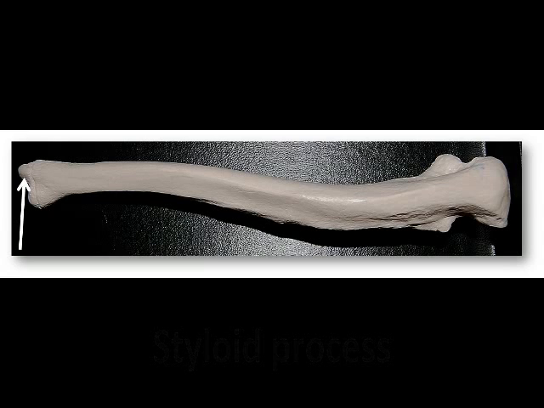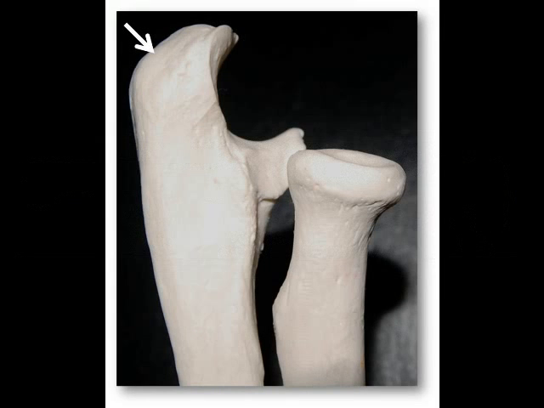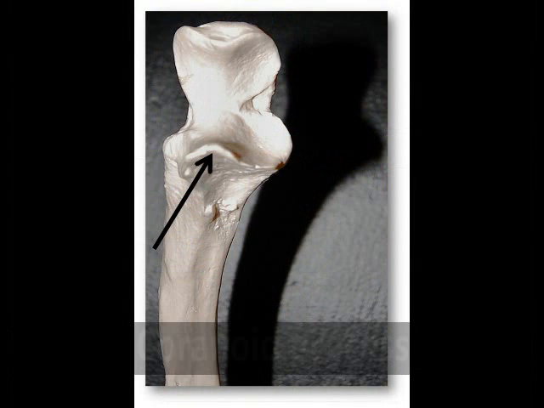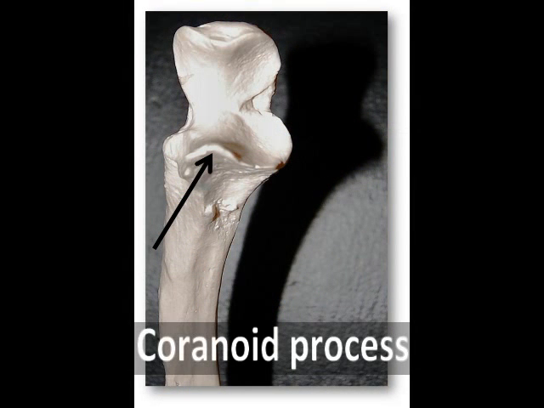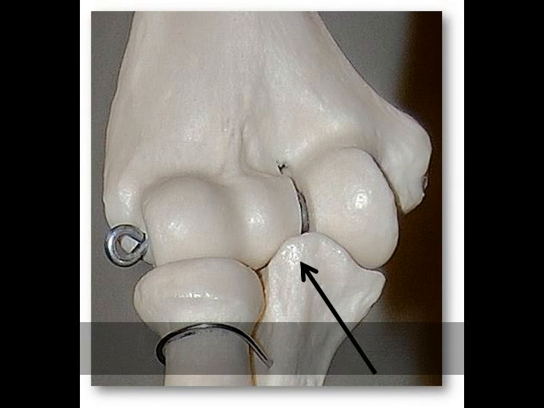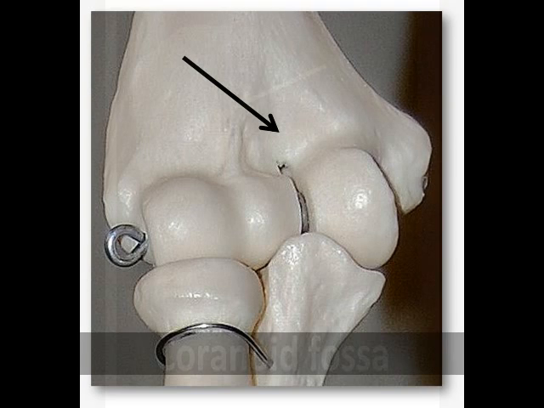On the proximal end of the ulna is the olecranon, which is the hard bony process that forms the elbow. The olecranon is also called the olecranon process. The olecranon articulates with the humerus by hooking into the olecranon fossa, a deeper depression located at the distal end of the humerus. On the anterior side of the ulna, we'll find the coronoid process. This projection hooks into the coronoid fossa on the anterior distal humerus. The coronoid fossa is a much shallower depression compared to the olecranon fossa.